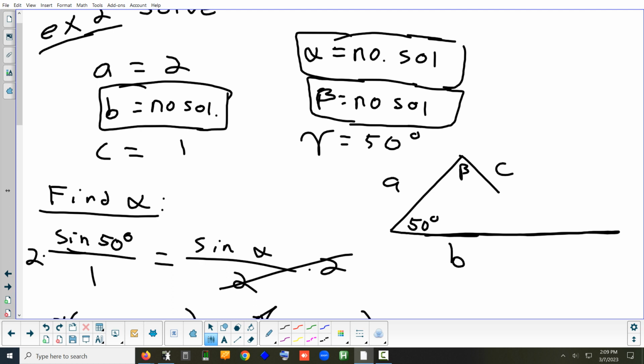So no matter how long or short you make B, and no matter how you change side C, will these two things ever connect? No. It's impossible to make a triangle with that information. And that's why. Okay, any questions on it?